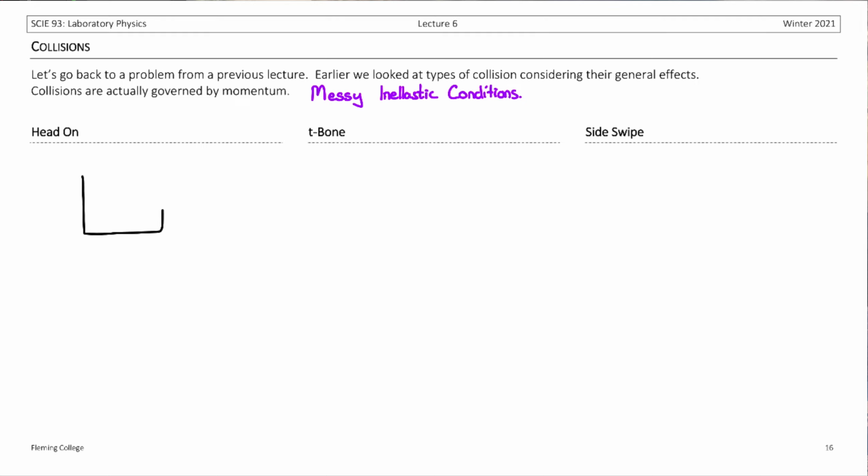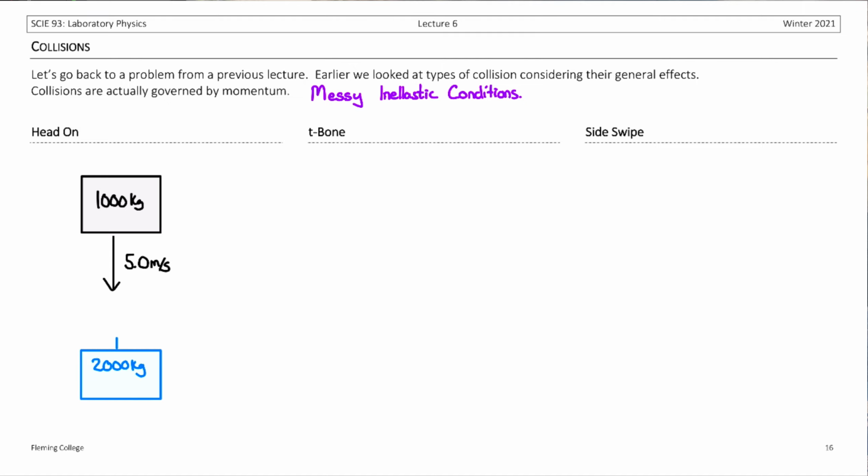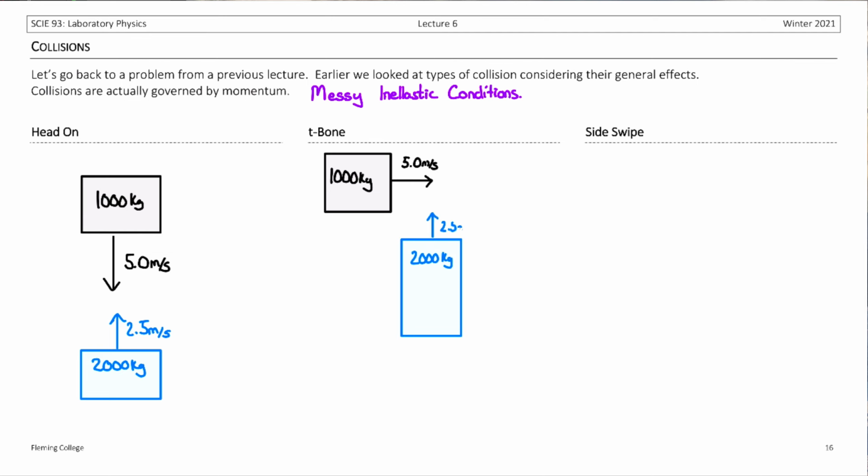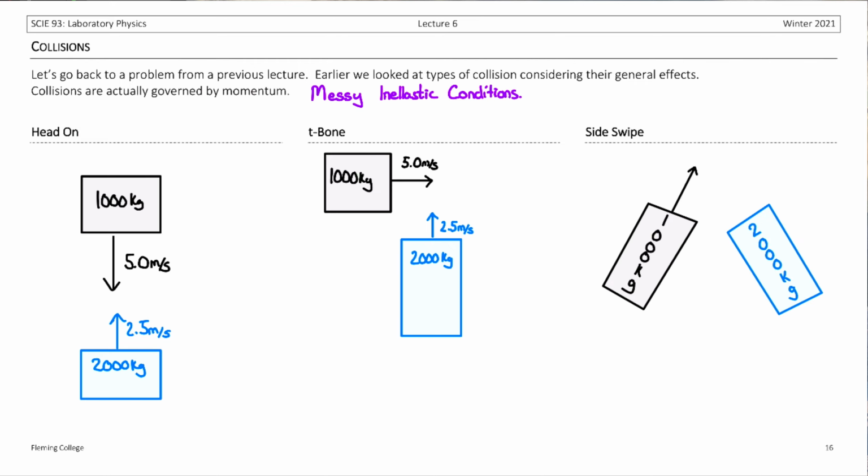But we can still look at the general consequences of each direction of collision. So in our examples, we're going to consider a head-on collision between a 1,000 kilogram vehicle moving 5 meters per second and a 2,000 kilogram vehicle moving 2.5 meters per second. And we can look at a T-bone collision between the same vehicles. And finally, let's look at a sideswipe collision between the same two vehicles as they travel towards each other with relative angles of 30 degrees each.